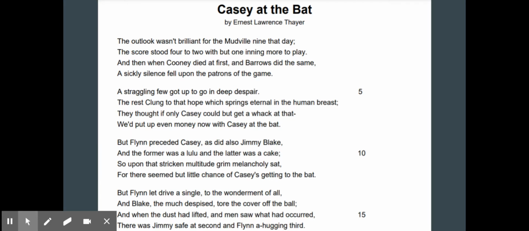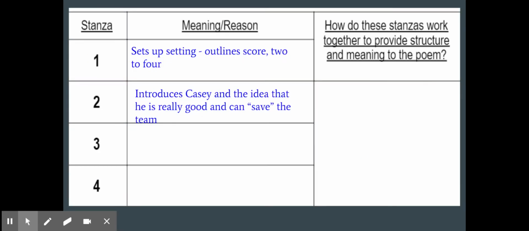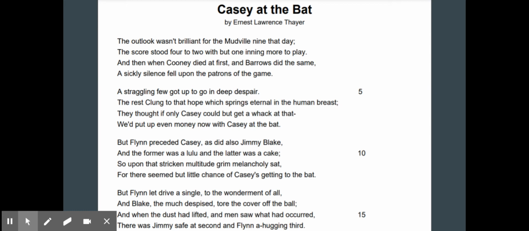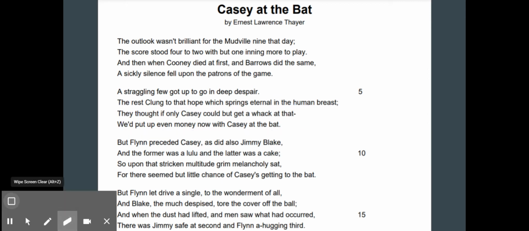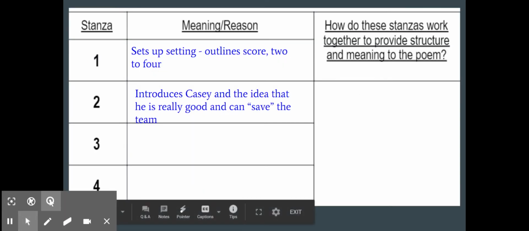All right, I then move into the next stanza. Again, pause as you need so that way you can make sure to read it. And this introduces our character named in our title. It introduces Casey, and it introduces the idea that he's really good and can save the team. And I know that he's good, or at least that people think that he can save a team, because they're in deep despair, because they're down, and they say they thought if only Casey could get a whack at that. So we have this feeling of hope if Casey is able to get up to bat.